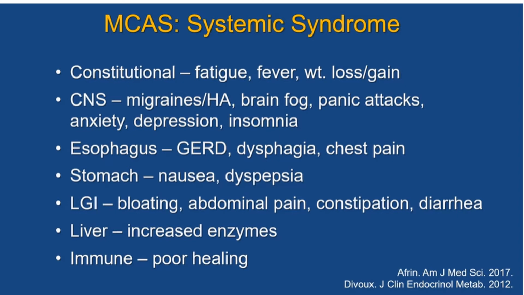There are some systemic syndromes that we'll discuss here, constitutional being that of fatigue, fever, and either weight loss or weight gain. You have central nervous system presentations such as headaches, migraine-like headaches, brain fog, panic attacks, anxiety, depression, and insomnia. The esophagus can be one of the organs affected in large numbers of patients, with GERD, dysphagia, chest pains. There are stomach issues, nausea, dyspepsia, and lower GI effects such as bloating, abdominal pain, both constipation and diarrhea. And then you see sometimes liver enzymes increase.